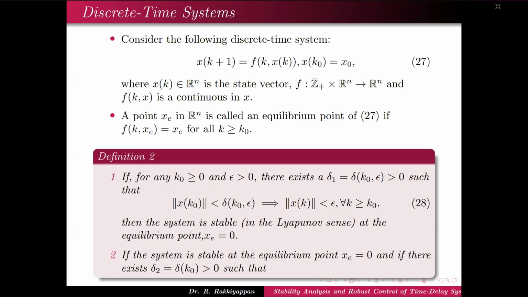The discrete time system is described in equation 27 with the initial condition x of k naught equal to x naught, where the solution exists when f is continuous, and the solution of this system is unique when f is Lipschitz continuous. So these are the other definitions for system 27.